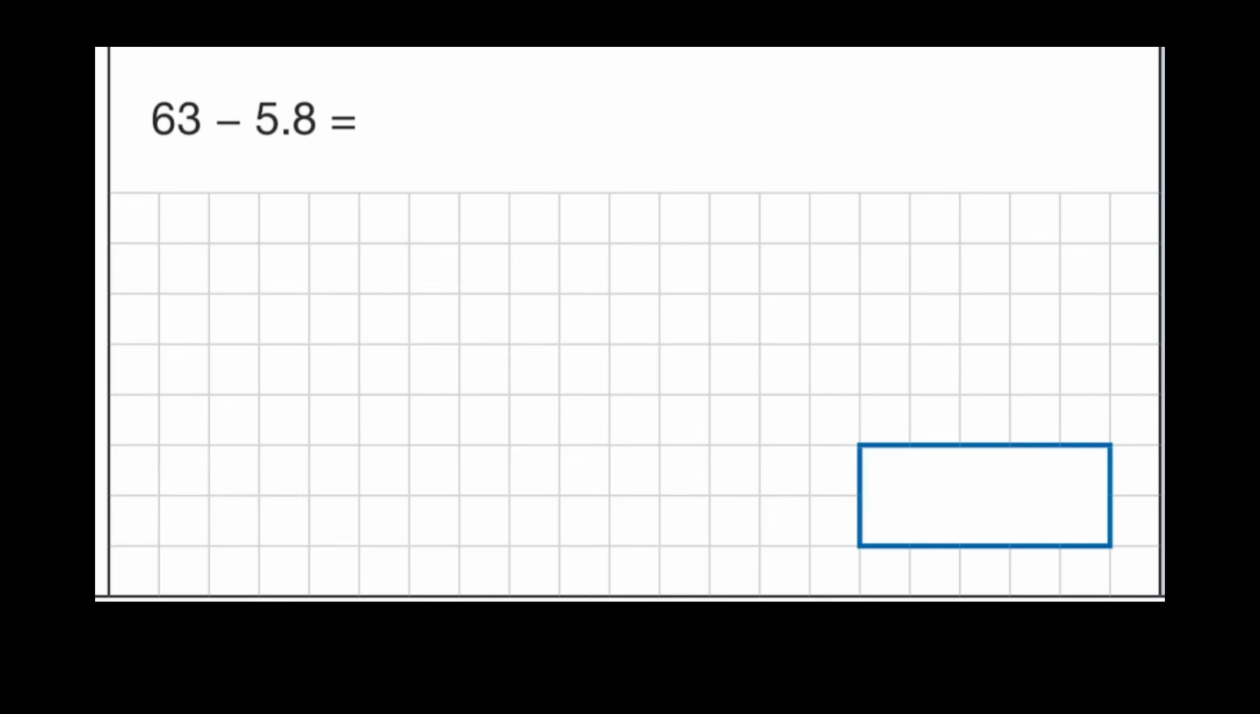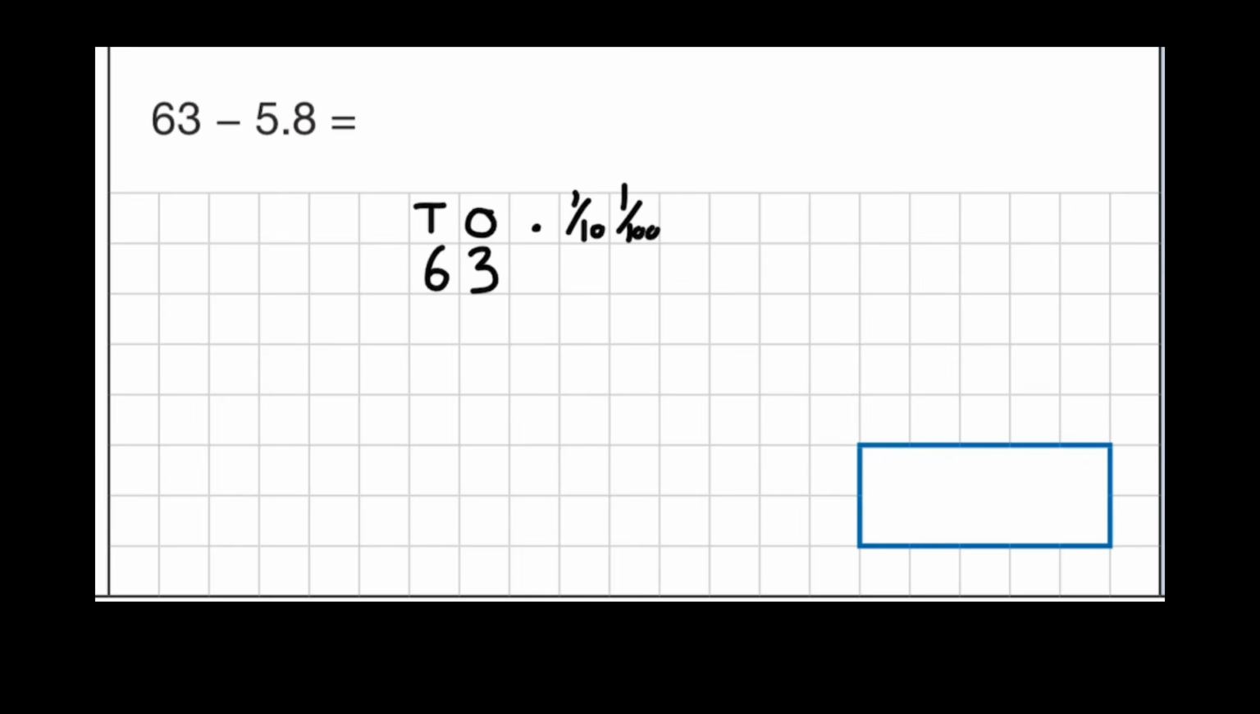So now you're going to have a go at a subtraction question. 63 minus 5.8. I would write out the place value chart with the tens column, the ones column, the decimal point, the tenths column, and the hundredths column. So pause the video now and have a go.